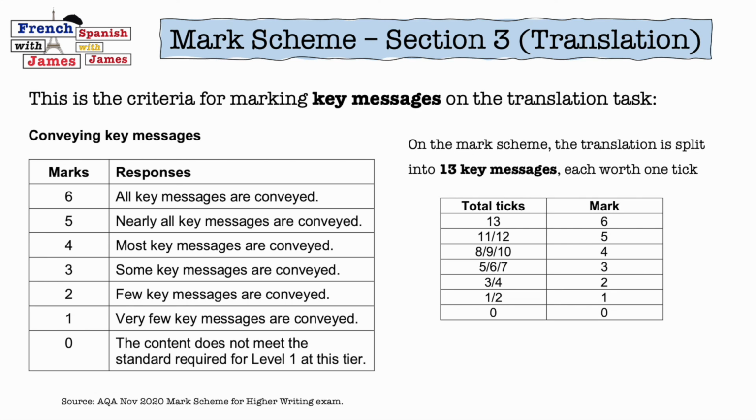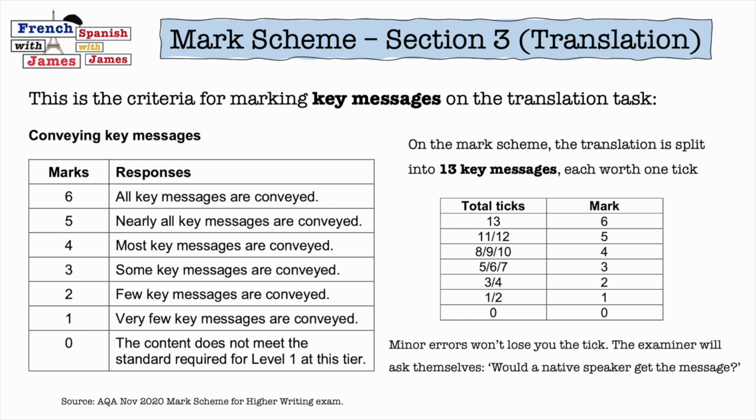Now, a tick doesn't necessarily mean a mark. If you look at the total ticks, they match up with different marks. So you could get 8 ticks, that would be a mark 4, a 4. If you got 9 ticks, it would also be a 4. 10 ticks would also be a 4. And that's where getting an extra tick can be the difference between getting a 5 or a 4 or a 3. Minor errors won't lose you the tick.